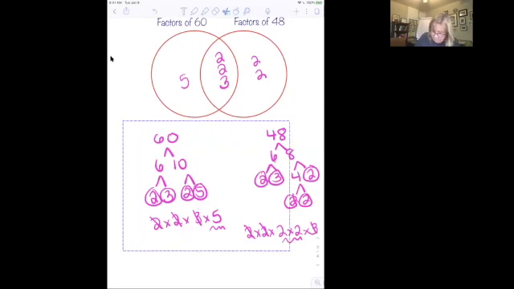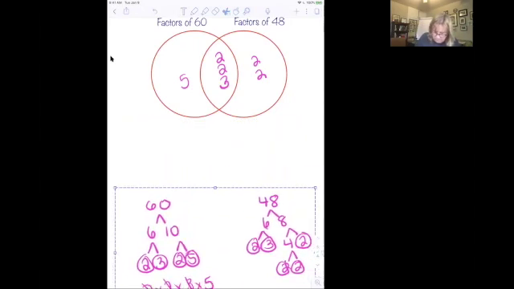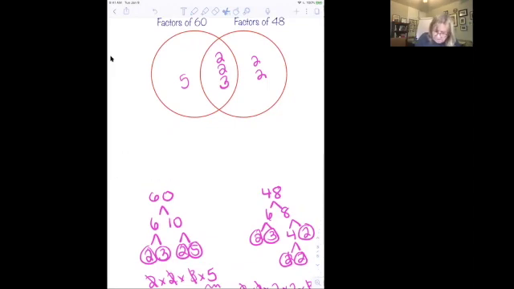So that's all the work. Drag it down to make some room. Greatest common factor, the factors in common are in the middle. So greatest common factor is 2 times 2 times 3. So that's 4 times 3, which is 12.